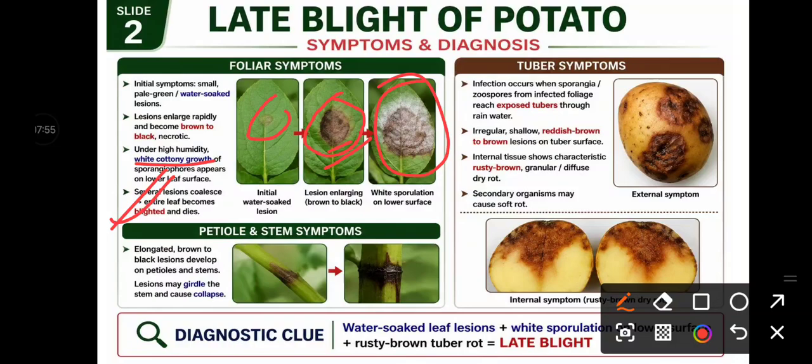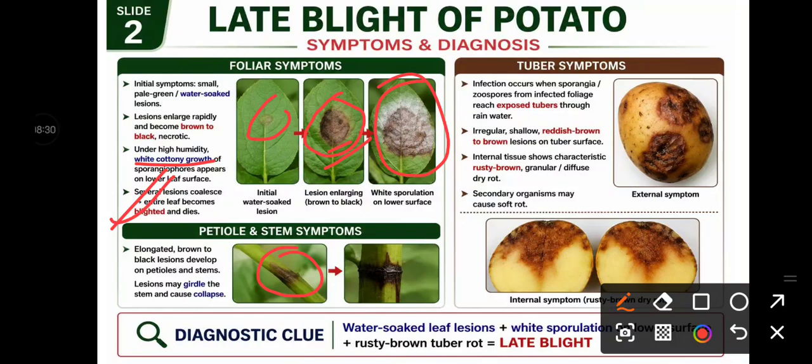If these spots did not coalesce, then we might have called it leaf spot of potato, not late blight. Okay, then about the petiole and stem symptom. So elongated brown to black lesions develop on petioles and stem. You can see clearly here, brown to black elongated lesions are there on the petiole and stem, which later girdle the stem and ultimately the plant will collapse.